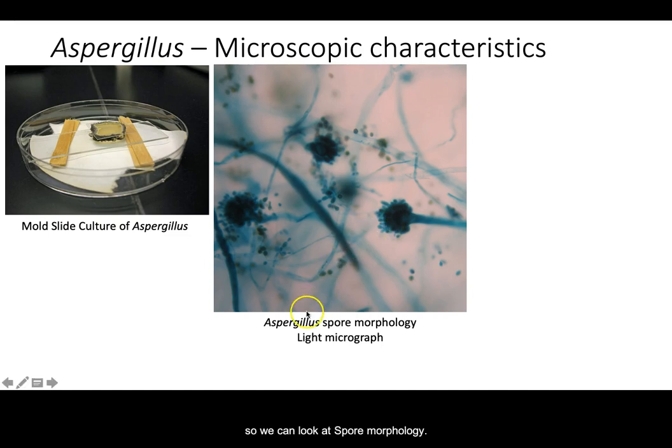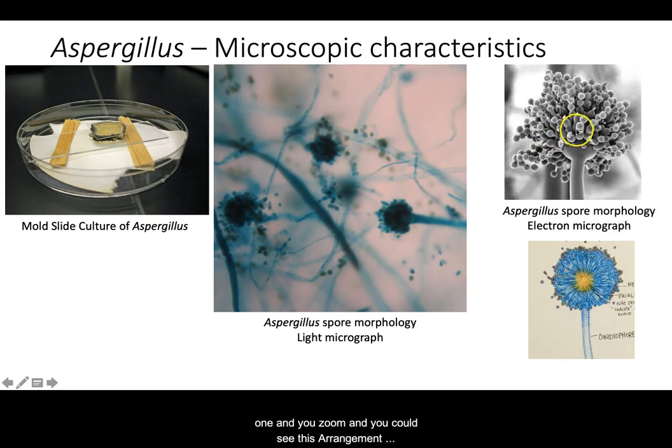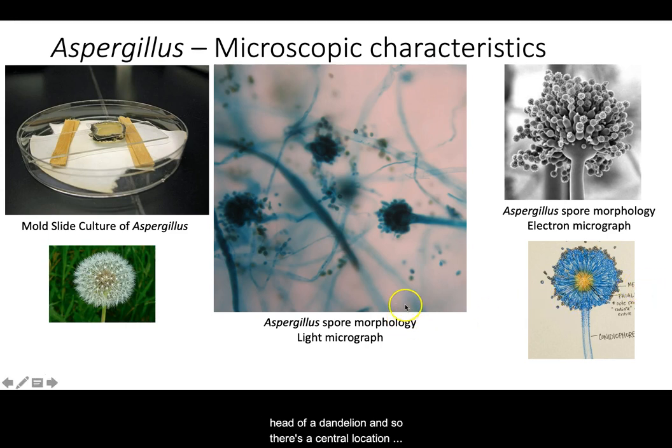So we can look at spore morphology. So this is under a light microscope. We don't have an electron microscope, but if we did have one and you zoomed in, you could see this arrangement. And so each of these little circles is an asexual spore. This is a nice drawing I found to kind of visualize how those spores are organized around the end of a hyphae. And so one thing that's helpful to do is to think about what this looks like. And so many people have said, and I see this as well, that these spores are kind of organized like the head of a dandelion. And so there's this central location where all the spores are organized and attached to.